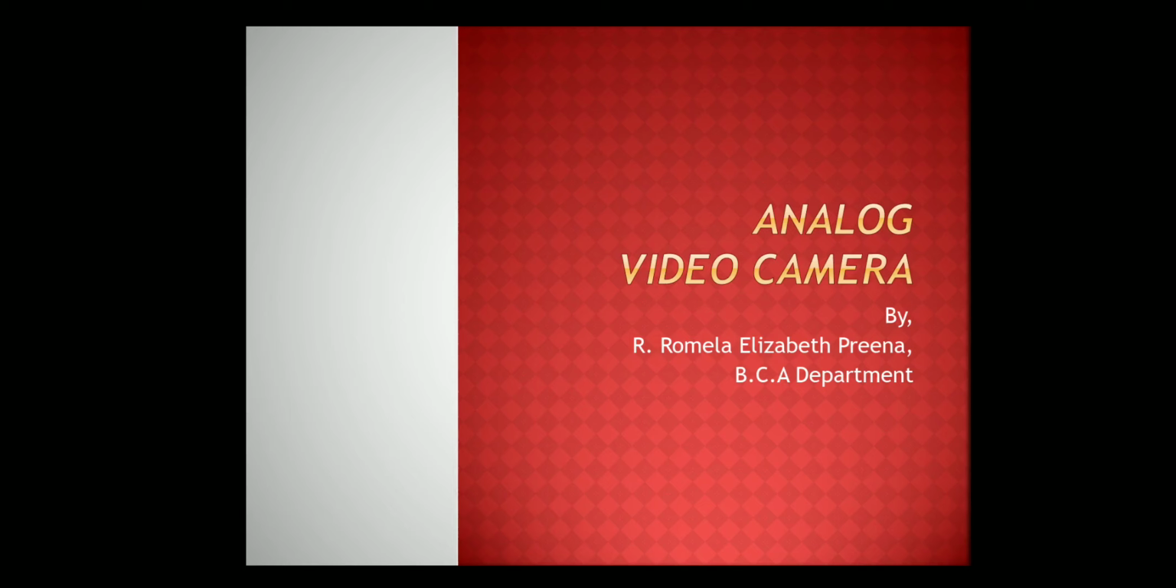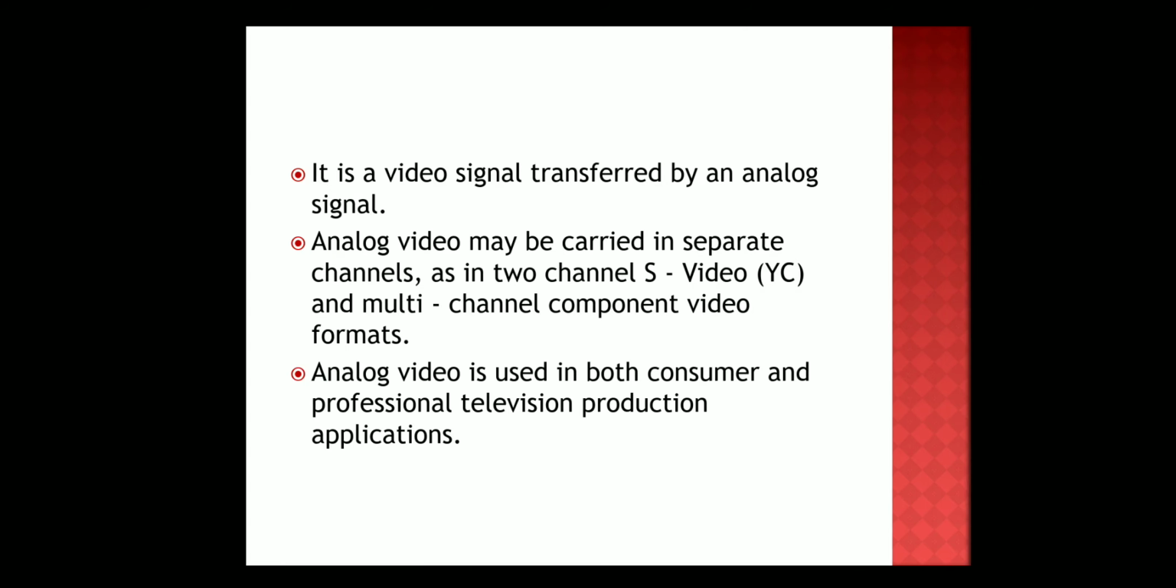Good morning. Today we are going to see about analog video cameras. It is a video signal transferred by an analog signal which is combined into one signal. It is called composite video. Analog video may be carried in separate channels, as in two-channel and multi-channel component video formats.